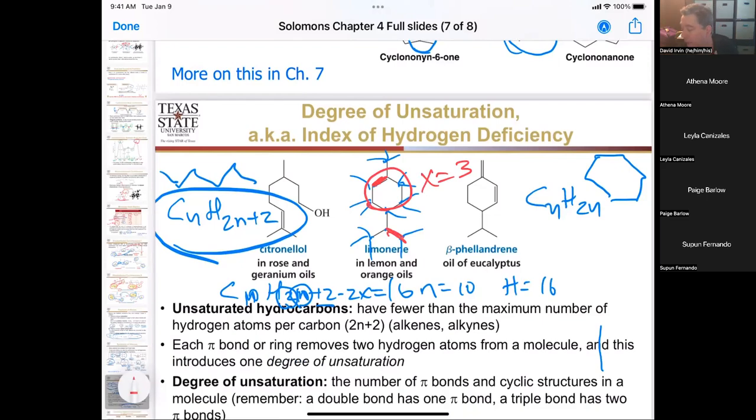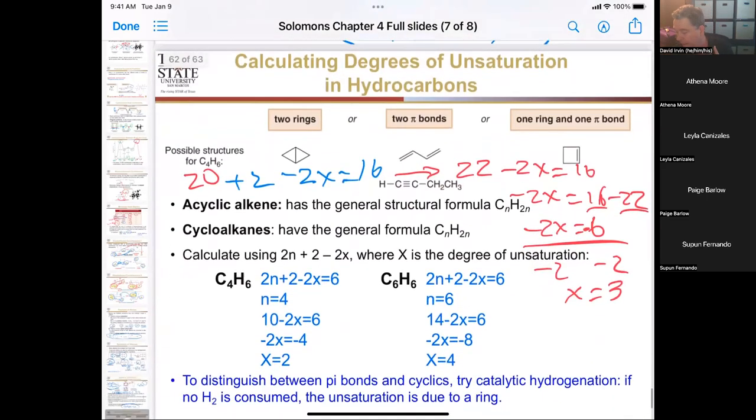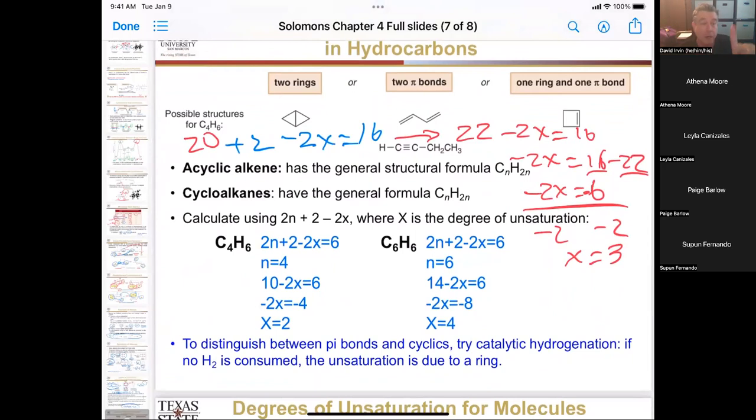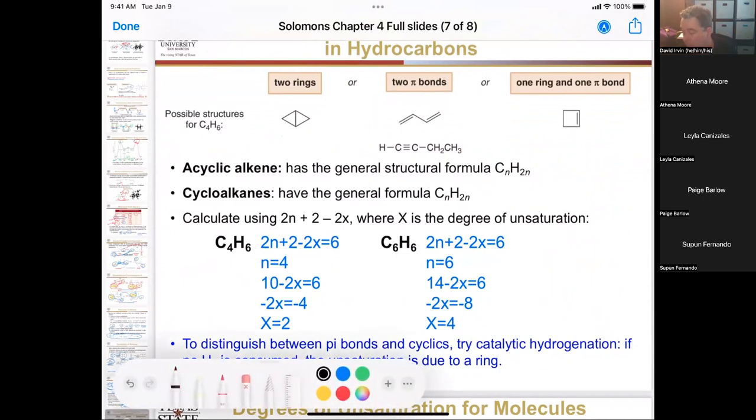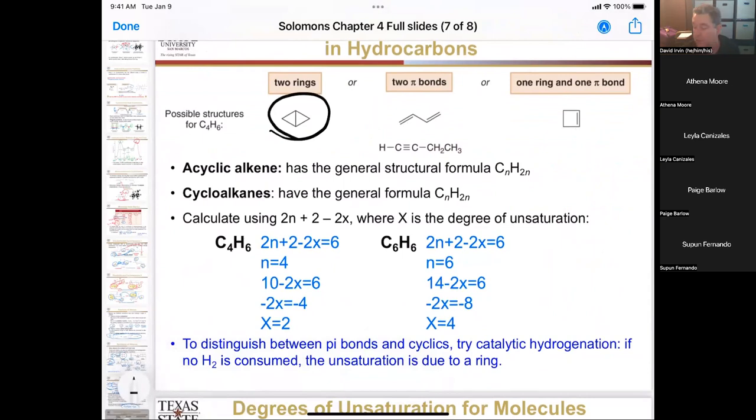Let's try 2 more of those, and we'll get it down really packed. And then we have a couple rules. Don't think this is all. We have a couple rules that we need to play with as well. Our math turned out to be 3, and if we look at the structure, it's 3. Again, let's look at the structure here: 2 rings, our x should be 2. 2 double bonds, our x should be 2. A ring and a double bond, our x should be 2.